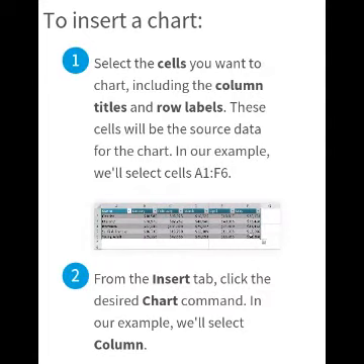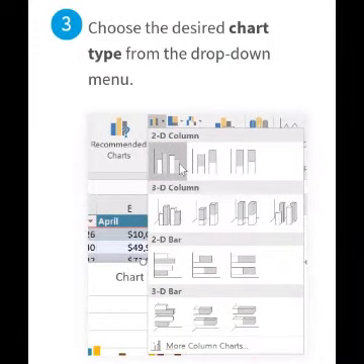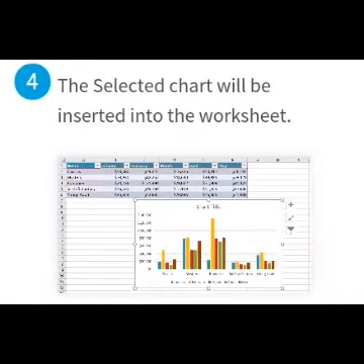To insert a chart. First point, select the cells you want to chart, including the column titles and row labels. These cells will be the source data for the chart. In our example, we will select cells A1 to F6. Second point, from the Insert tab, click the desired chart command. In our example, we will select Column. Third point, select the desired chart type from the drop-down menu. Fourth point, the selected chart will be inserted into the worksheet.